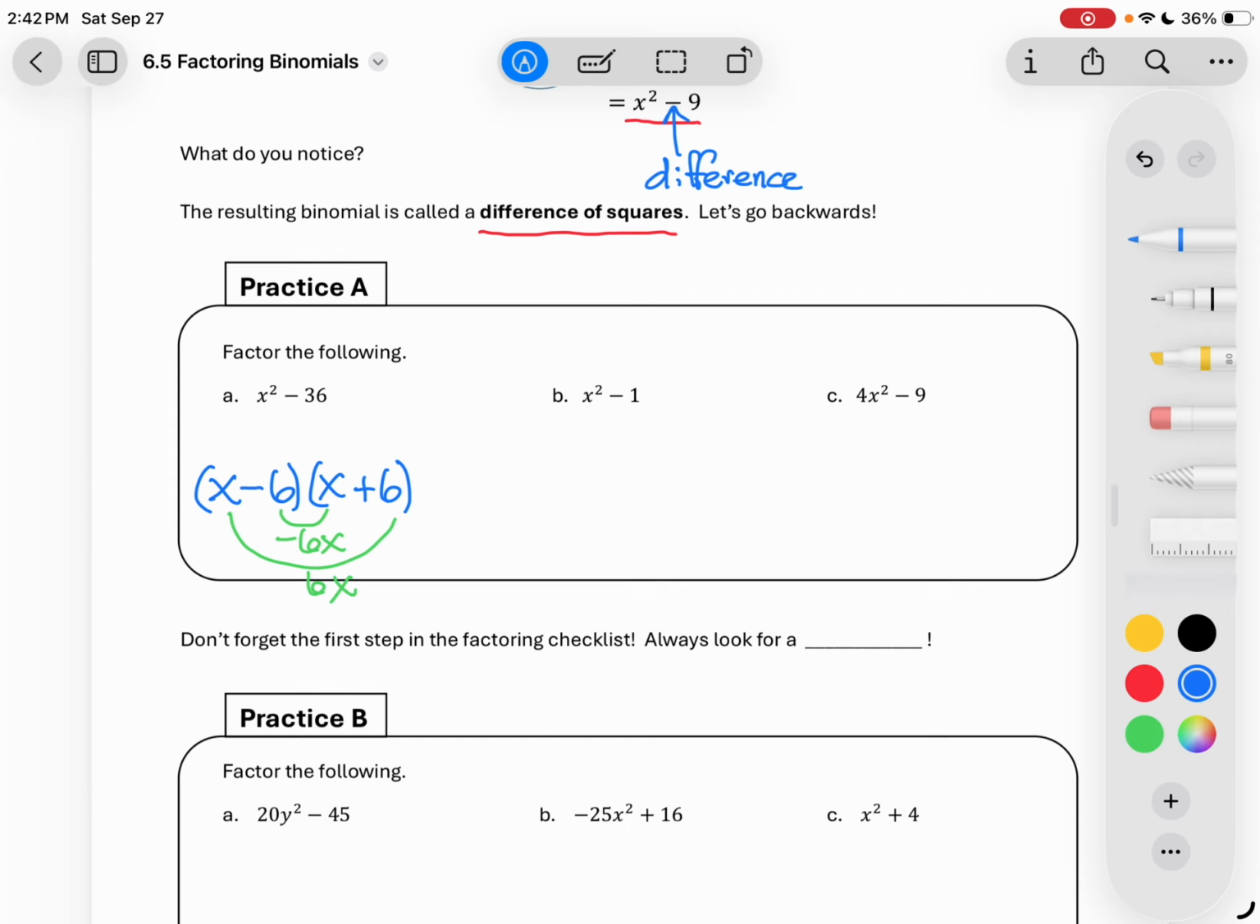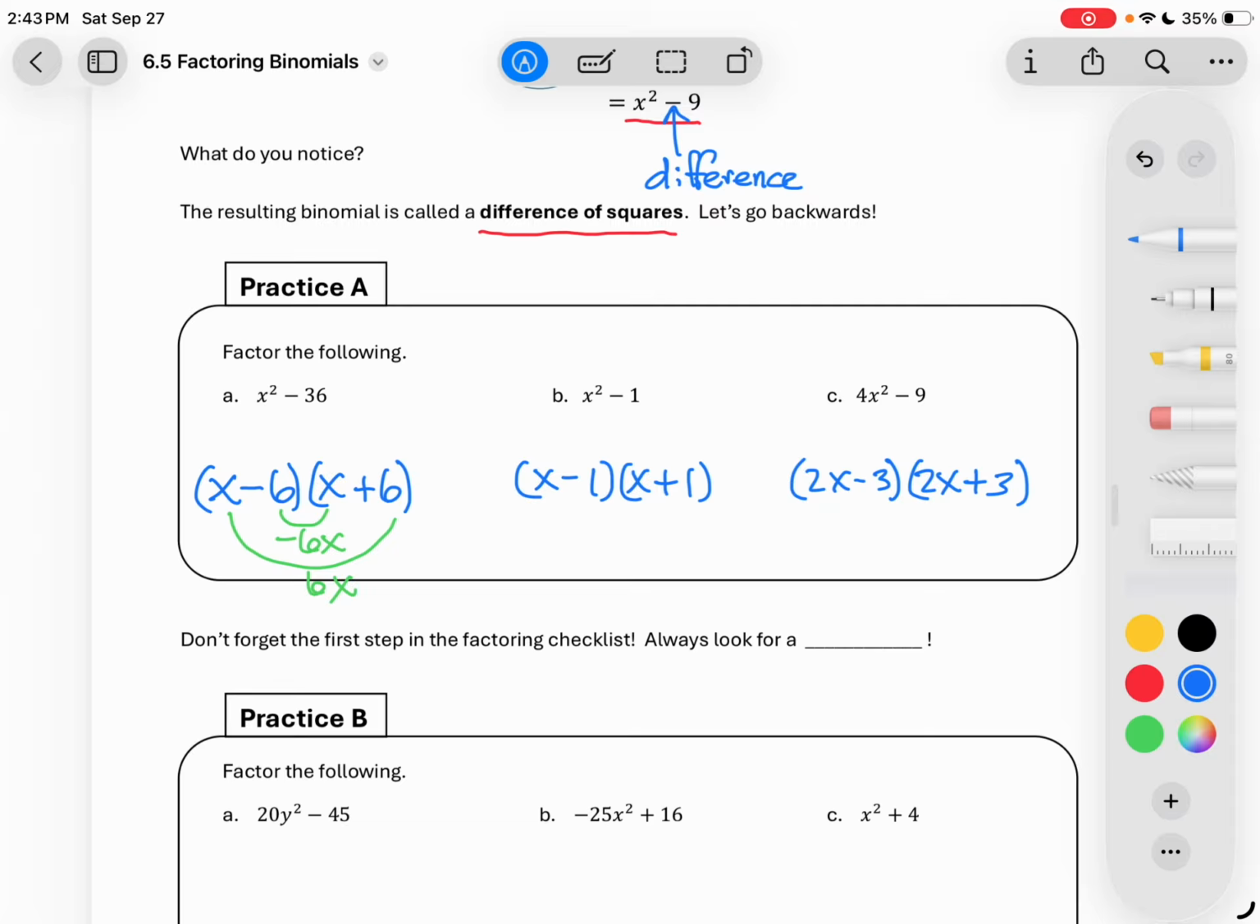If we take a look at the next one, it's x squared minus 1. So we make our sets of parentheses, x and x. And then 1 is a perfect square. It's 1 times 1. 1's going to be minus, and 1's going to be plus. Looking at the next one, it is also a difference of perfect squares. So 4x squared is 2x times 2x, and 9 is 3 times 3. And then make 1 minus and 1 plus so that you'll get the 0 middle term when it gets multiplied out.